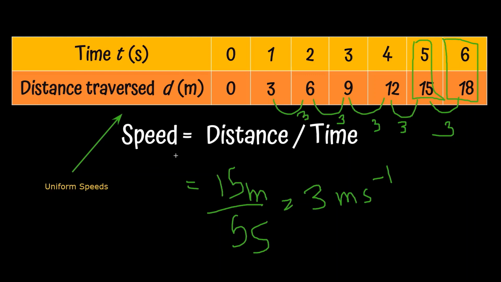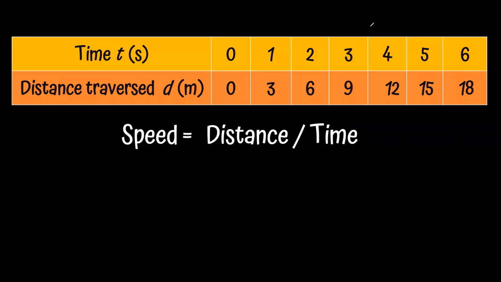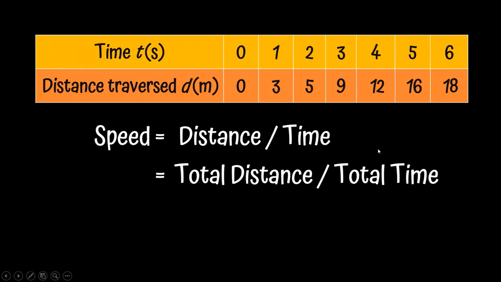Okay, let's discuss our second problem. So here we can't take the gap as 3 or 4 or 5. See, the difference of 3 and 5 is 2, and the difference of 5 and 9 is 4. The difference of 9 and 12 is 3. 12 and 16 is 4, and 16 and 18 is 2. So this is not uniform, right?